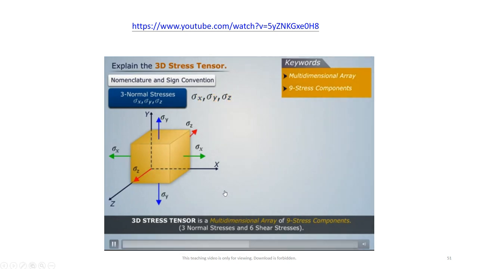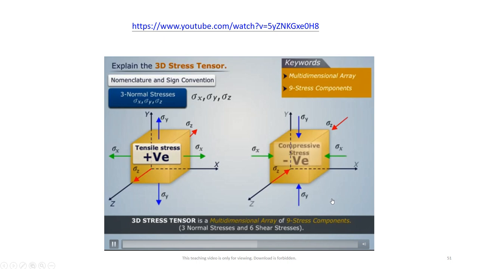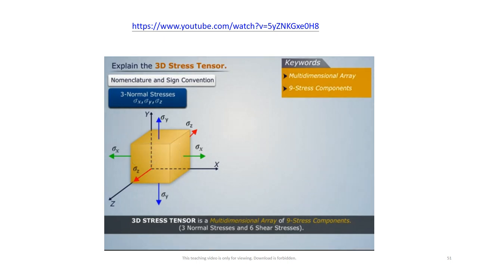The sign convention for normal stress is very simple. Tensile stress is taken as positive, while compressive stress is taken as negative. Now let us discuss the nomenclature and sign convention for shear stress.